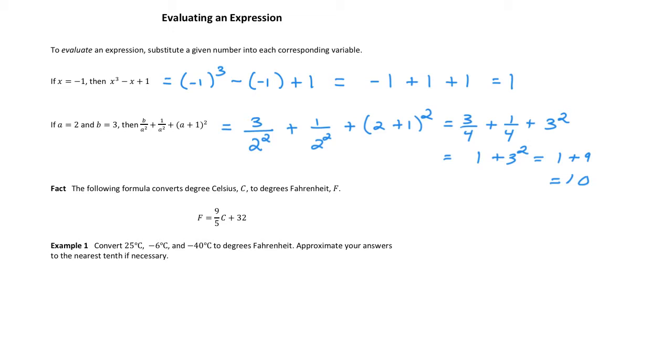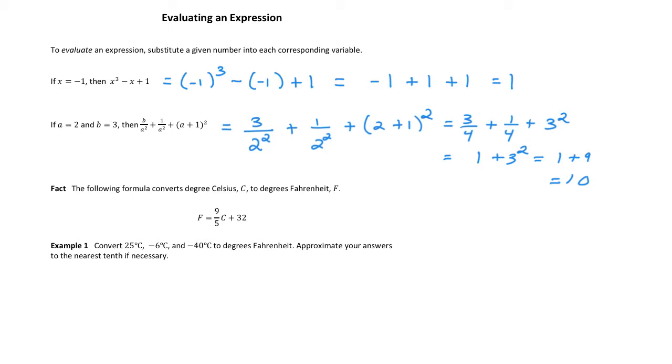We can use this idea on not just an expression, but something like a formula. Like here I have f is equal to 9/5 c plus 32. This is a formula that converts things in degrees Celsius to degrees Fahrenheit. So for example 1, I want to convert these 3 different values in degrees Celsius into Fahrenheit. And so we're going to use the idea that we did up here, where I'll take, for example, 25, put that in place of c, simplify the answer, and that should be equal to its corresponding Fahrenheit degree.